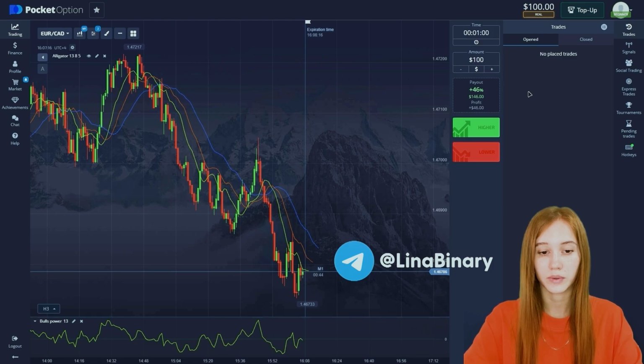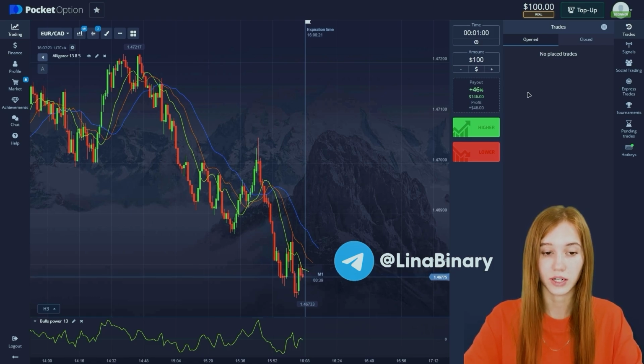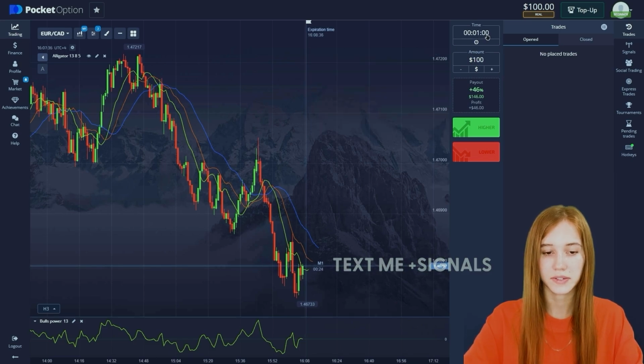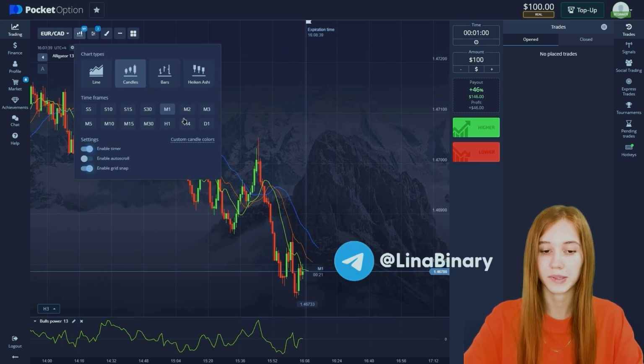So $100 is the deal amount for today. There will be minute trades, so let's start our trading. As I said, there will be minute trades, therefore we include a minute time frame and candles.